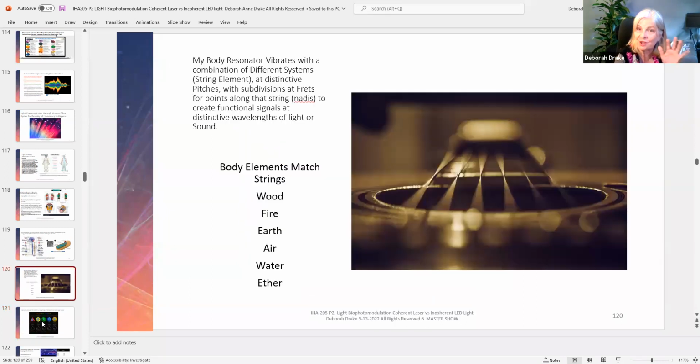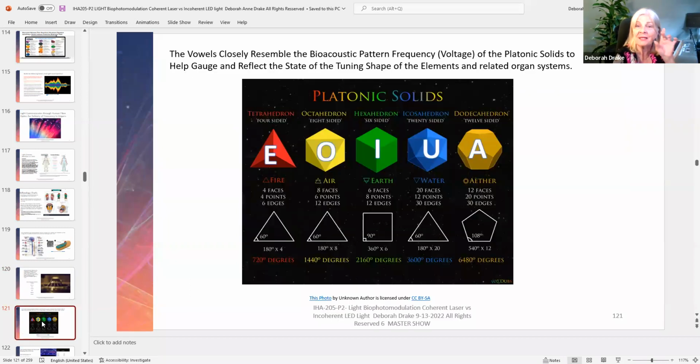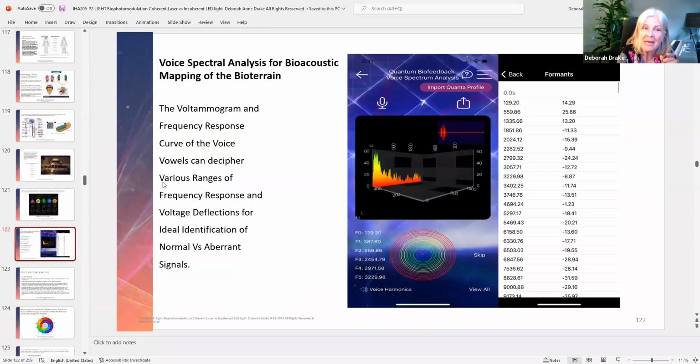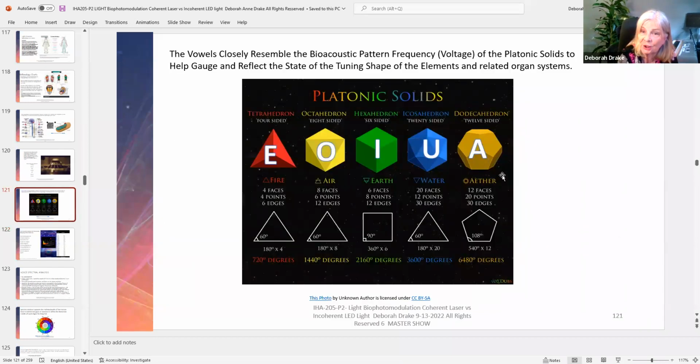So that's just like a string in a guitar, just like these platonic solids, which are all based on 432 tuning, 432 hertz, the frequency of the universe. Now, when we ask you to say those A, E, I, O, U, we can extract from your voice print where your A is hot or sharp or flat and dull, assuming that would mean that your A system, which would be the ethers, is troubled.